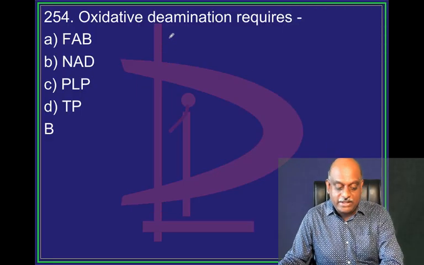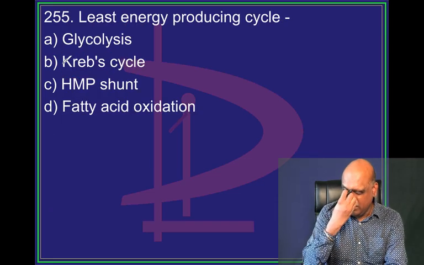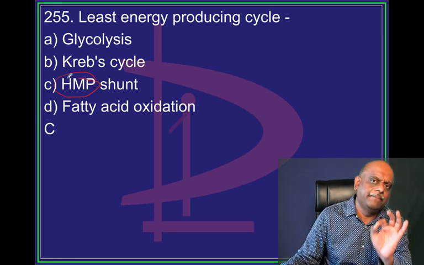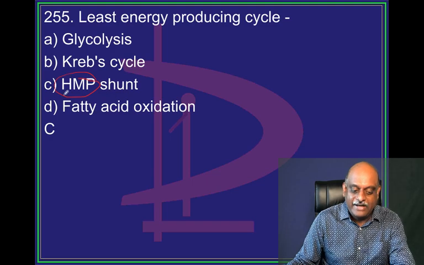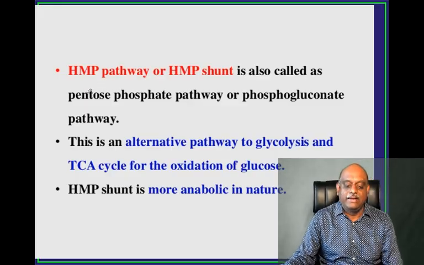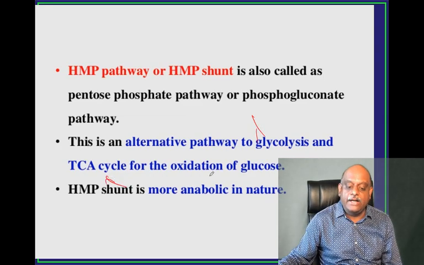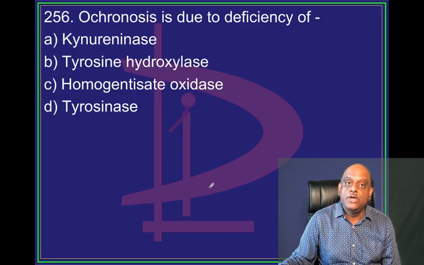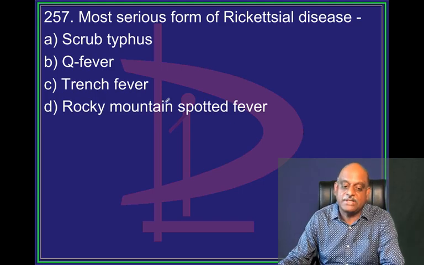Oxidative deamination, it requires NAD. Of all these, pentose phosphate pathway is an anabolic cycle. Its purpose is not to produce ATPs. So it is an alternative to glycolysis and citric acid cycle to oxidize the glucose, but it is more anabolic in nature. Alkaptonuria is due to deficiency of homogentisate oxidase.